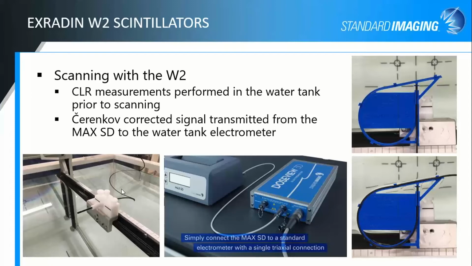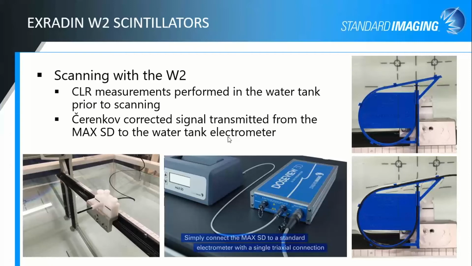The optical fiber here is then plugged into the MaxSD, which does that Cherenkov correction. And then there's a triaxial output. You just put the MaxSD on the couch next to your scanning tank electrometer, connect the MaxSD output, the triaxial analog output, to the input channel from your water tank. And from the water tank's perspective, it just looks like a diode. You're not applying bias to it, but when the radiation is turned on, a current is received by the water tank. And in that way, you can scan with it very easily with your water tank.